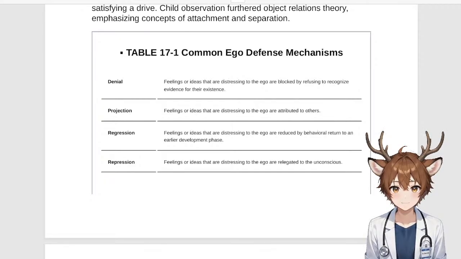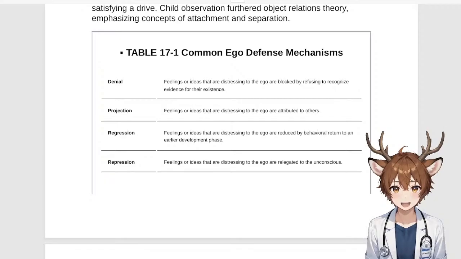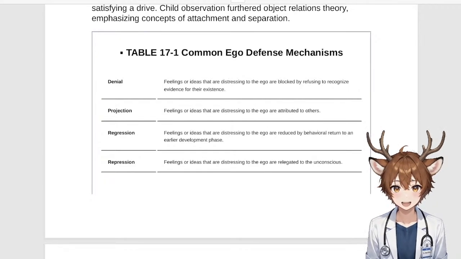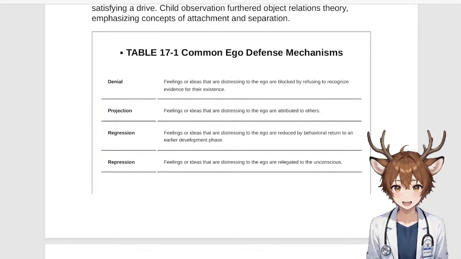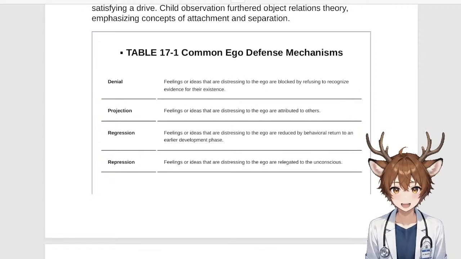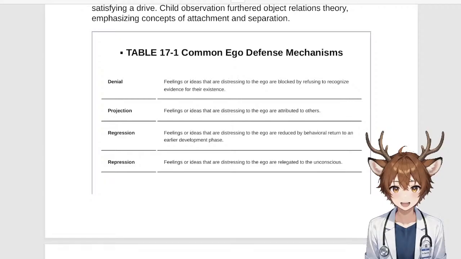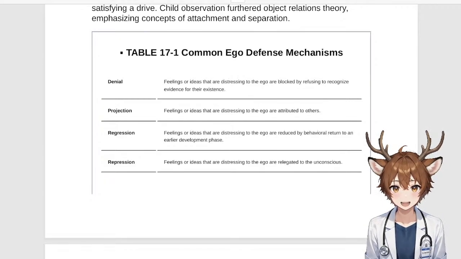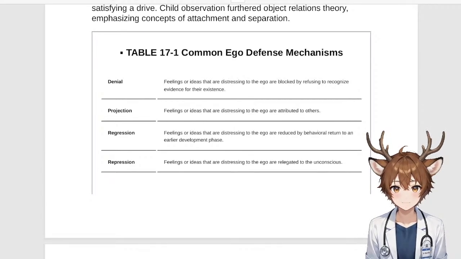So, Table 17.1, common ego defense mechanisms. I don't know if drive theory maintains that today. I would suspect not. So, these are the ego defense mechanisms. We have denial: feelings or ideas that are distressing to the ego are blocked by refusing to recognize evidence for their existence. Projection: feelings or ideas that are distressing to the ego are attributed to others. Regression: feelings or ideas that are distressing to the ego are reduced by behavioral return to an earlier developmental phase.